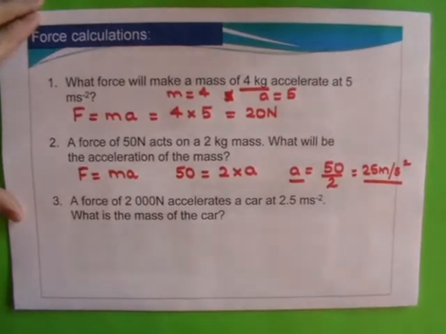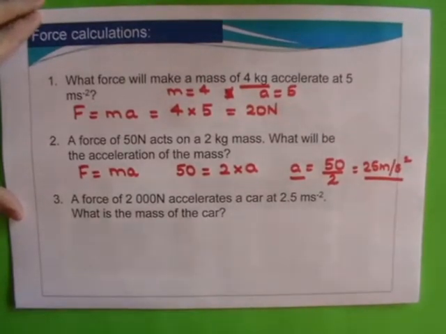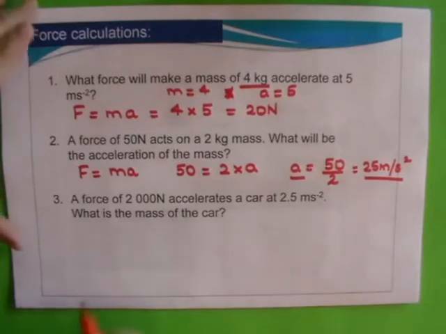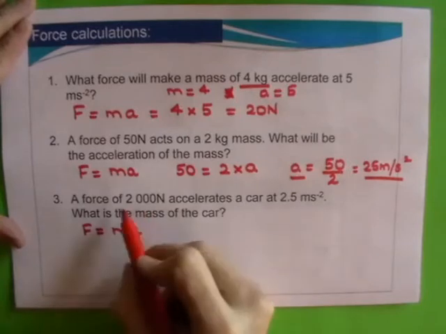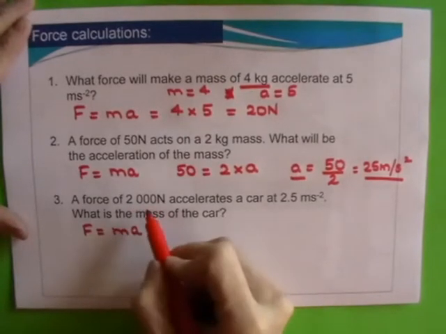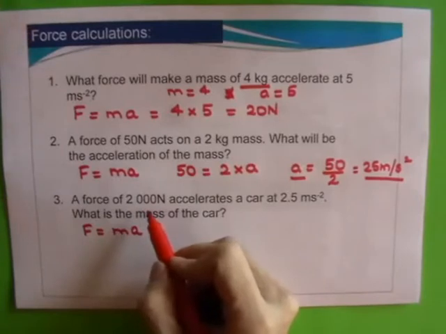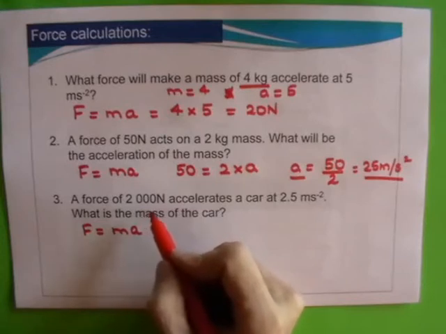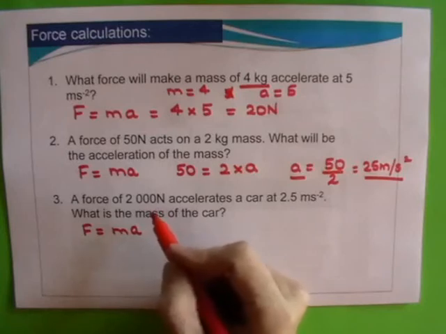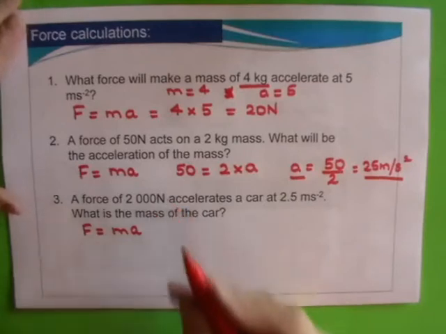The third question, a force of 2,000 newtons accelerates a car at 2.5 meters per second squared. What is the mass of the car? Now in this case we haven't had to do a calculation to actually calculate the resultant force first, but very often in an exam question they'll give you 5 marks, and that's the first thing you have to do, is calculate the size of the resultant force, or possibly it's to find the size of a frictional force and you're given the resultant force in the first place.